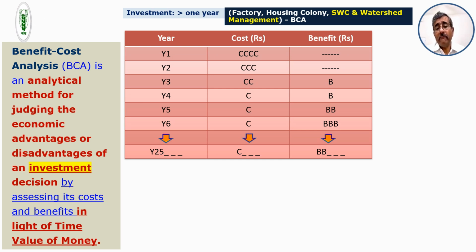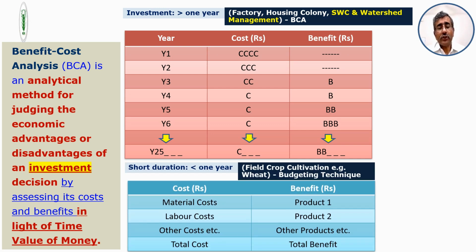And finally, when the production unit reaches its potential size, then the benefits reach their maximum level. So in such a scenario, where we are talking of many years, and in the beginning there are only costs, no benefits, and later on the costs reduce and benefits increase, we use the benefit cost analysis.